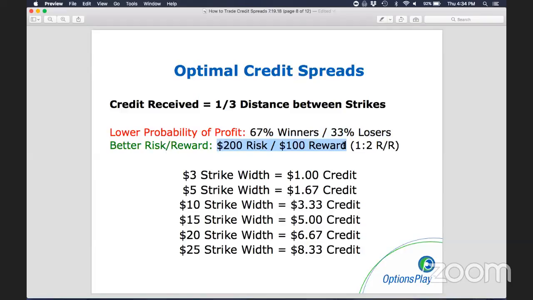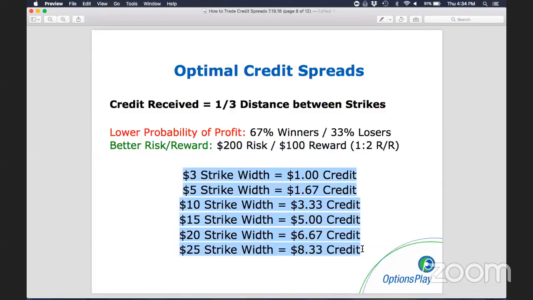So I just created a few different samples here, because a lot of people like to sell different widths, and depending on whether you're trading a $5 stock or a $500 stock, you're going to trade different widths. So I put together a few popular widths that you might trade: a $3 width, $5 width, $10 width, and the appropriate amounts of credit you would be looking for to sell these types of credit spreads. This is just a general rule of thumb.